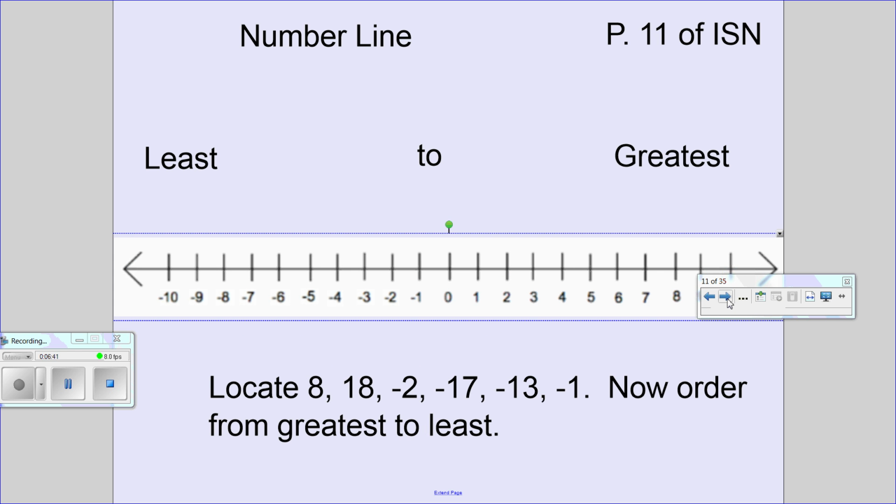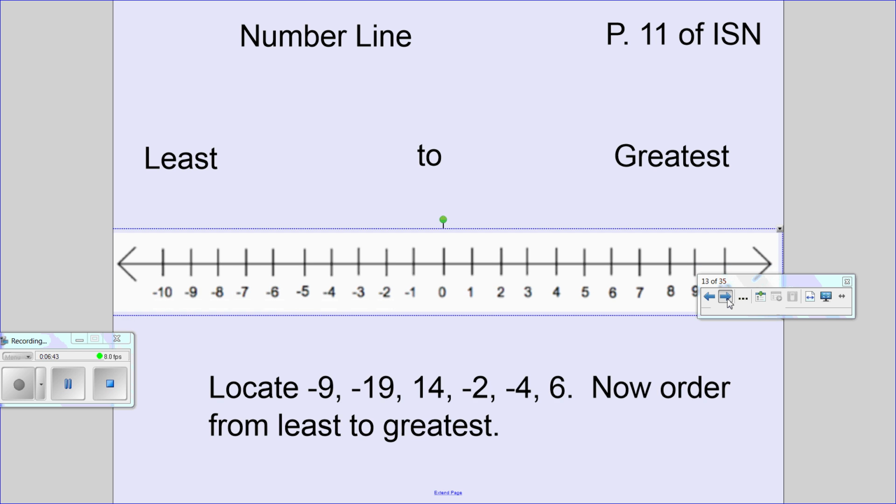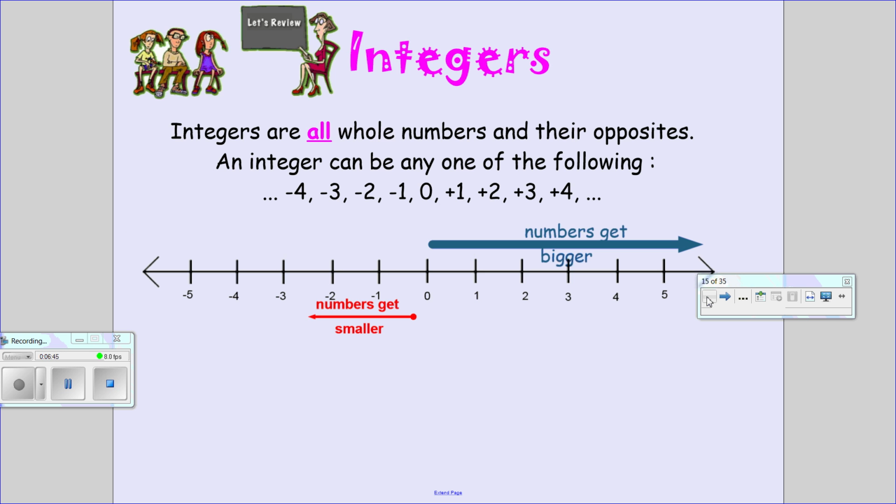All right, so now we have more practice. In a number line, as you can tell, you have 0. When you're farther from 0 on the negative side, the number gets smaller. When you're farther from 0 on the positive side, it gets greater.